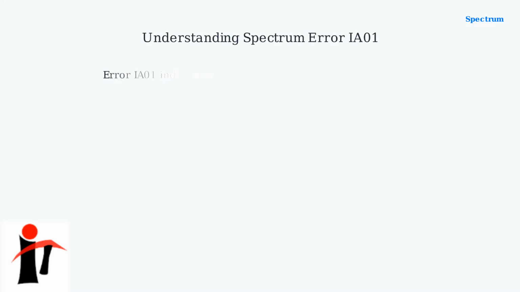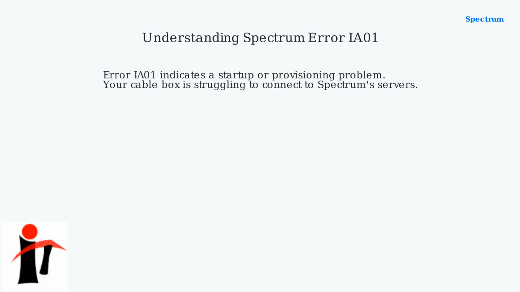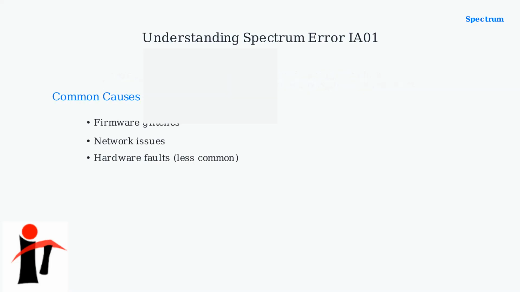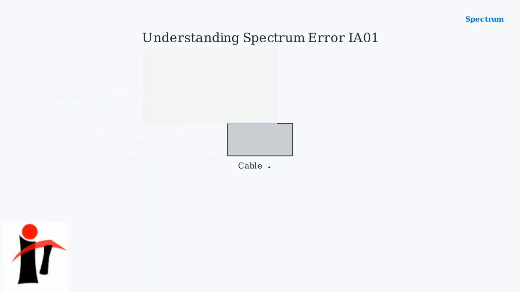Spectrum error code IA01 signals a startup or provisioning problem, meaning your cable box is struggling to connect to Spectrum's servers. As of September 2025, this is often due to firmware glitches, network issues, or less commonly, hardware faults. The first step is a simple power cycle.